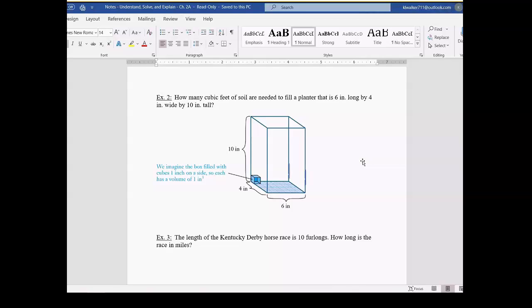So how many cubic feet of soil are needed to fill a planter that is 6 inches long by 4 inches wide and 10 inches tall? They gave you a picture there to help you visualize what's happening. It's three-dimensional. That's where the word cubic is coming from. This represents a type of a cube. All these little cubes on the inside is what they want to know. How many of those little cubes would be needed to fill this up? So let me jot down the information real quick first, and then we'll go back to the whiteboard. They want cubic feet.